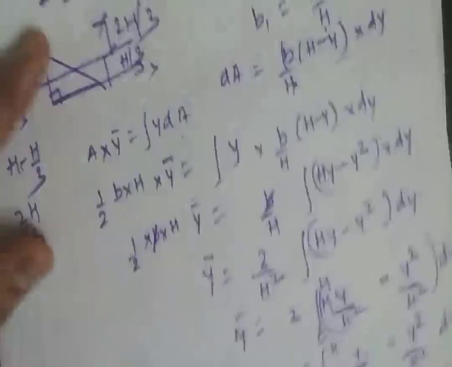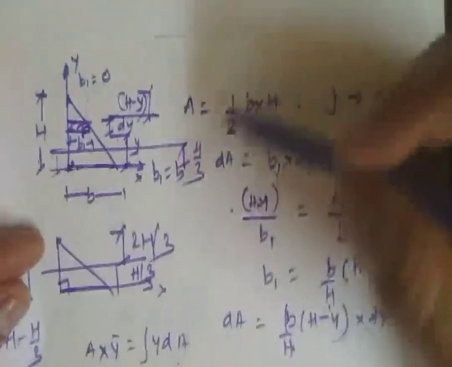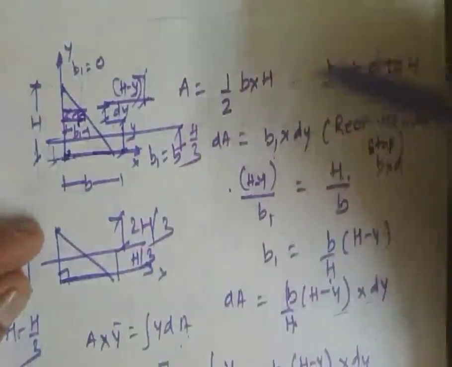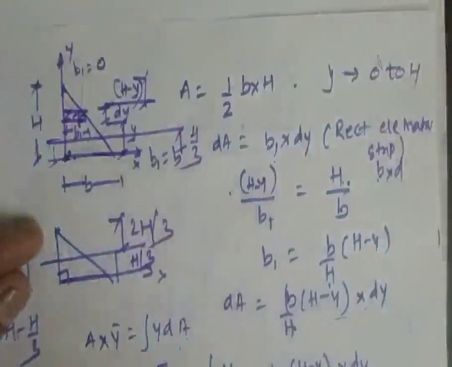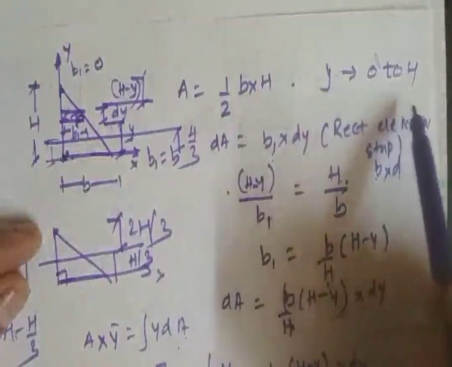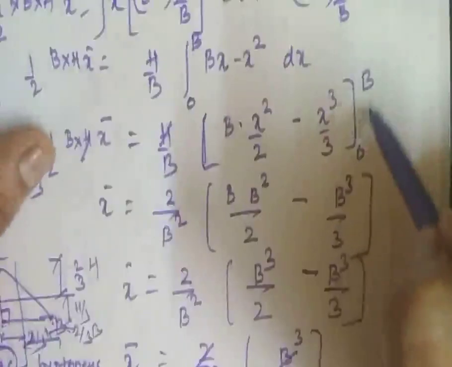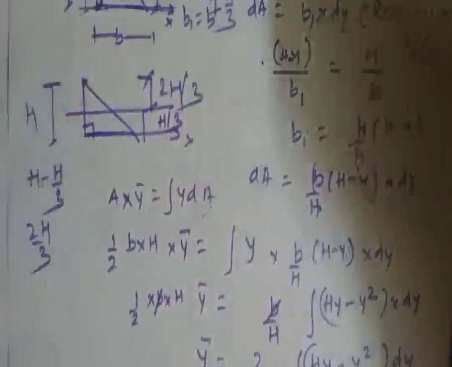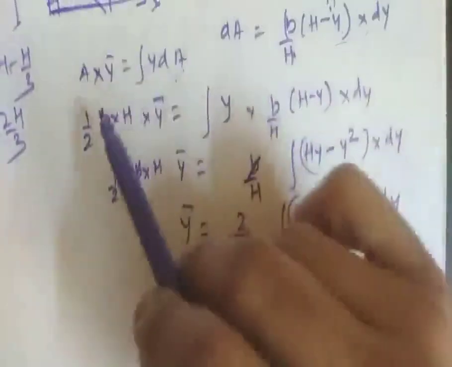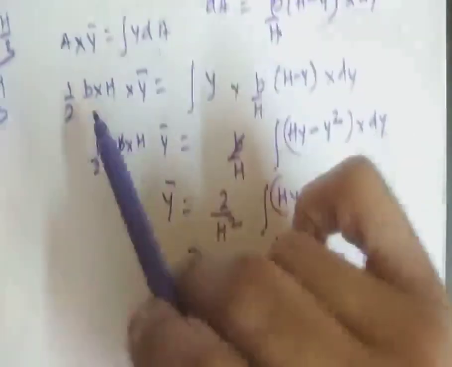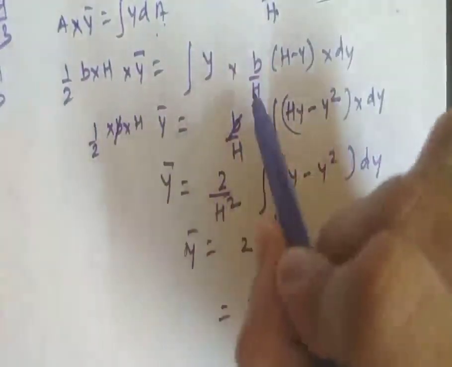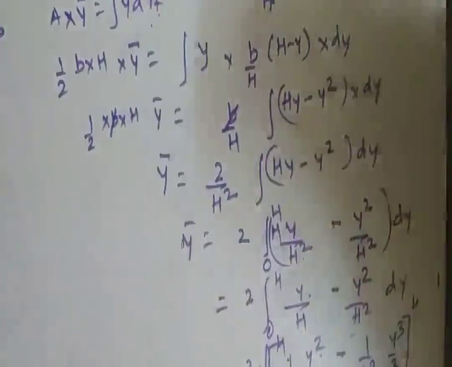How to solve this: consider a right angle triangle. Area of a right angle triangle is half base into height, and the integration limit when you proceed along the vertical direction will be 0 to h, and along the horizontal direction it will be 0 to b, because x varies from 0 to b, whereas y varies from 0 to h. Then from first principles, A into y bar is equal to integration of y dA, that is, half base into y bar is equal to integration of y into b by h into (h minus y) dy.